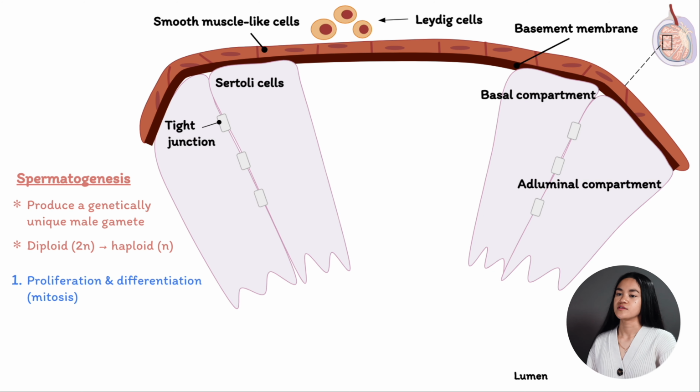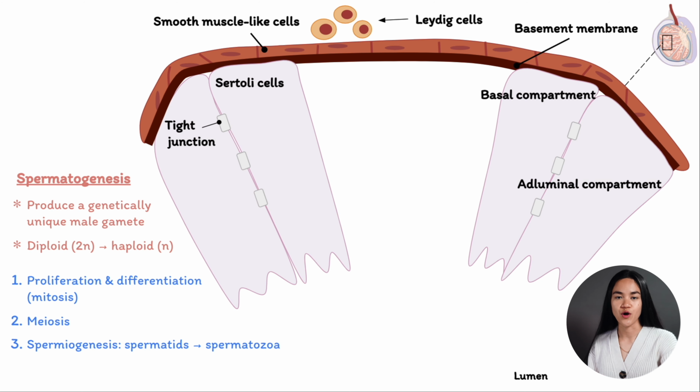The first stage is proliferation and differentiation of spermatogonia by mitosis. Spermatogonia are undifferentiated germ cells. The second stage is meiosis, and the last stage is spermiogenesis, which is the process that turns spermatids into spermatozoa, or sperm. Let's go through the first phase, the proliferation and differentiation of spermatogonia by mitosis. And we're going to come back to this diagram because I want more space to go through the overall process and simplify it.